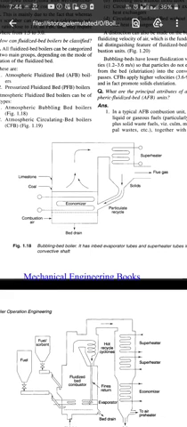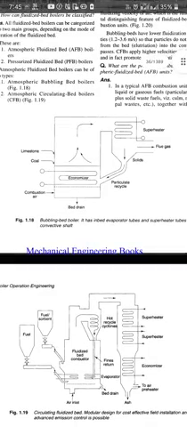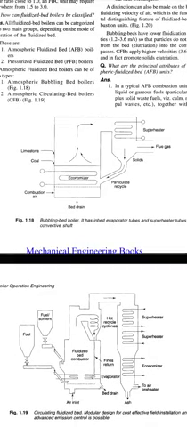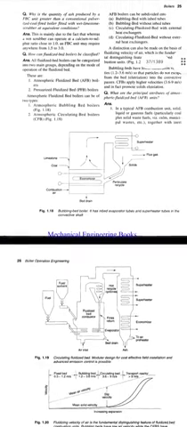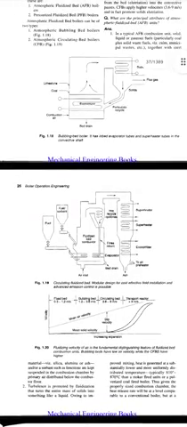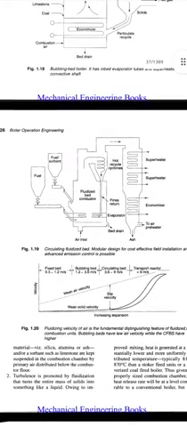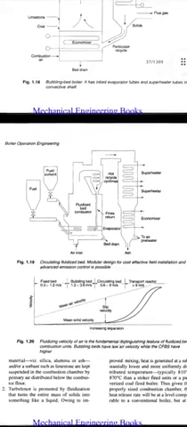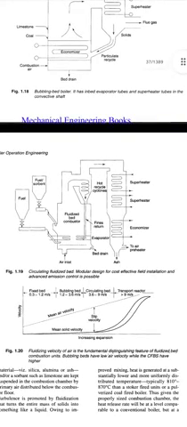The air goes to the right side column, and solids are again recirculated to the bed by a particulate recycle pipe or duct. In the next diagram we can see the circulating fluidized bed, modular design for cost-effective field installation, and advanced emission control is possible.